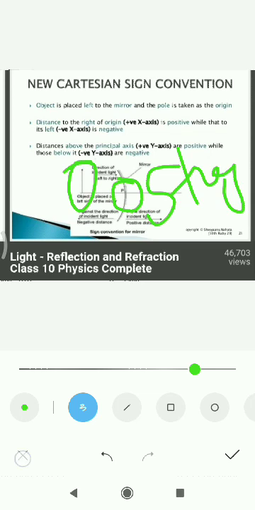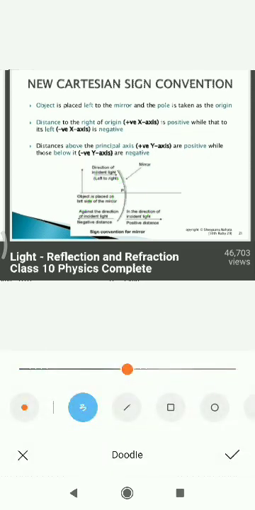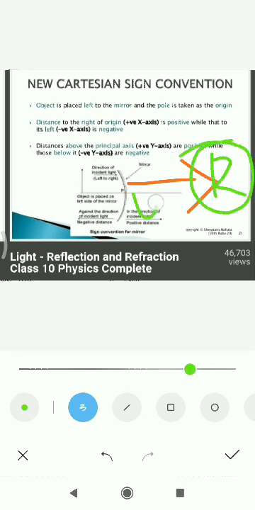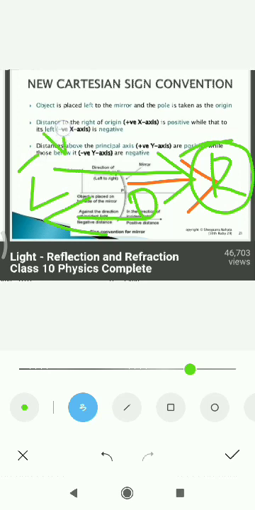Distance to the right of the origin, the positive x-axis, is positive. This is right and this is the origin. So anything which goes from the pole to the right side of the pole is positive, and anything which goes from the pole towards the object, the left side, is negative.